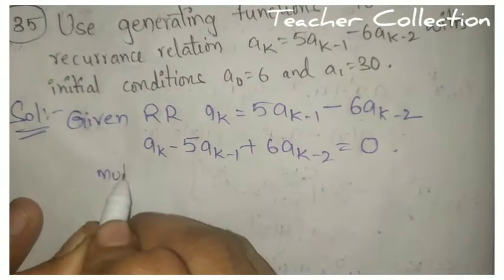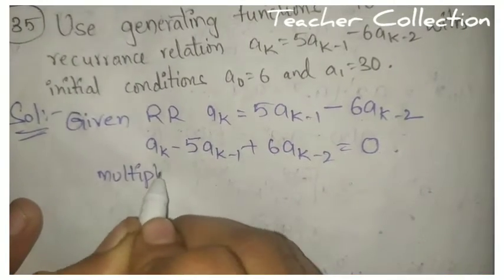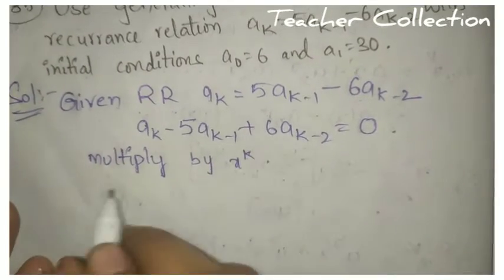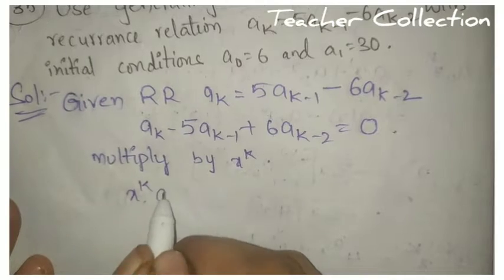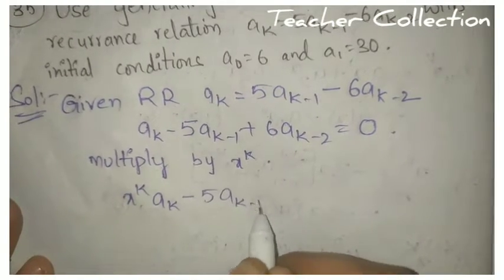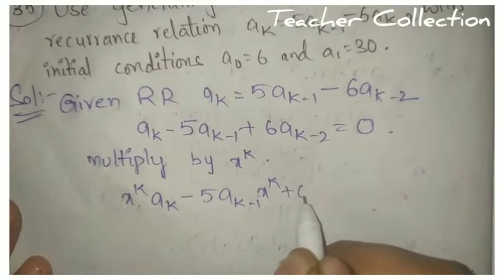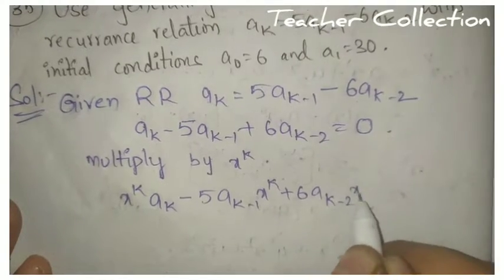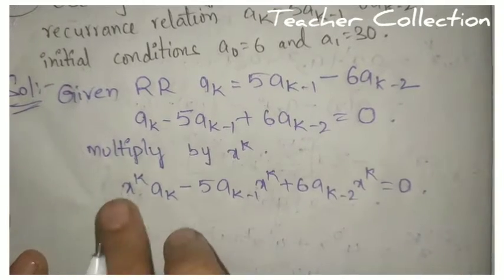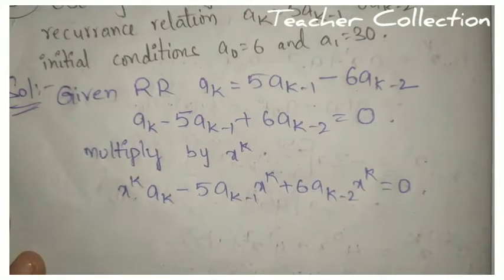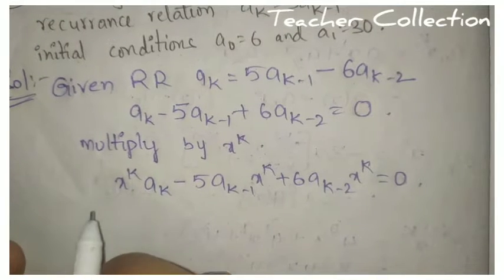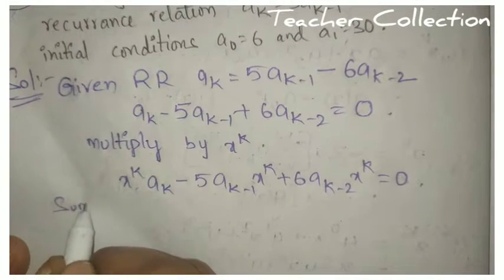We will get a_k x^k - 5a_(k-1) x^k + 6a_(k-2) x^k = 0. Here you can take a_k x^k like that. Now we'll take summation on both sides.